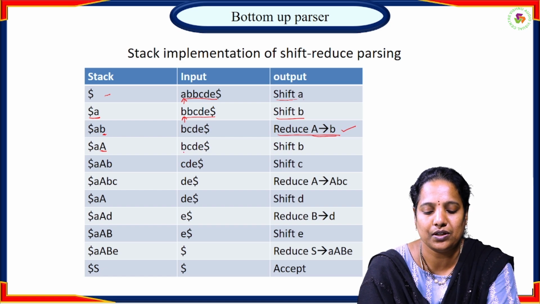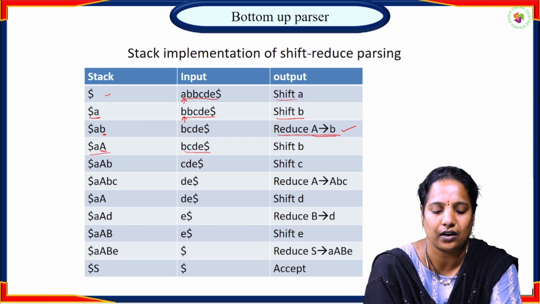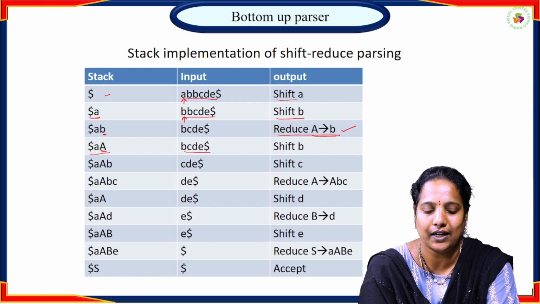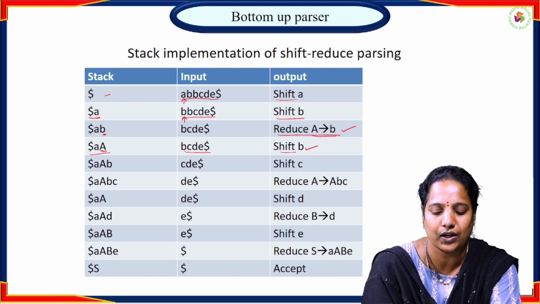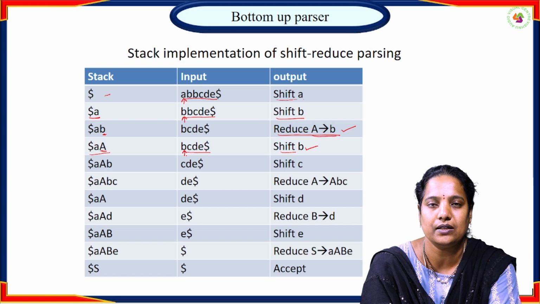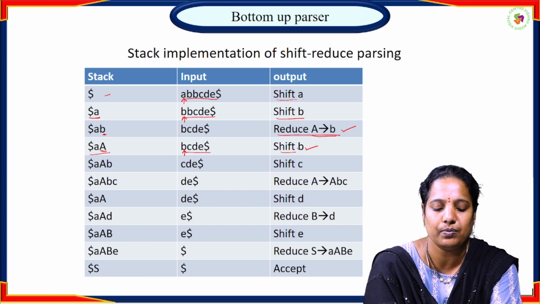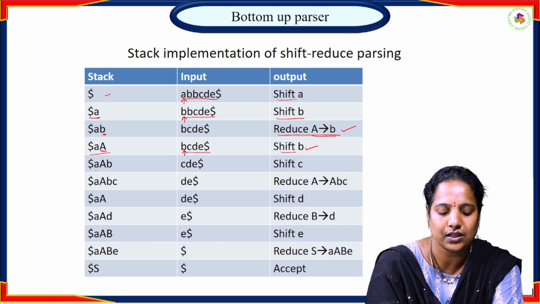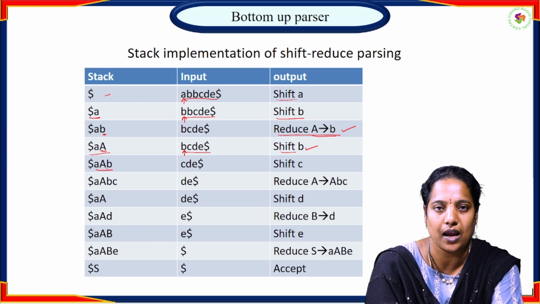Next input symbol is B, C, D, E, dollar. Observe the top of the stack, or the contents of the stack. It is not a handle, so what do we have to do? If it is not a handle, we need to shift the next input symbol. What is the next input symbol? B is the next input symbol. That will be shifted onto the stack. Then the stack contents become B.